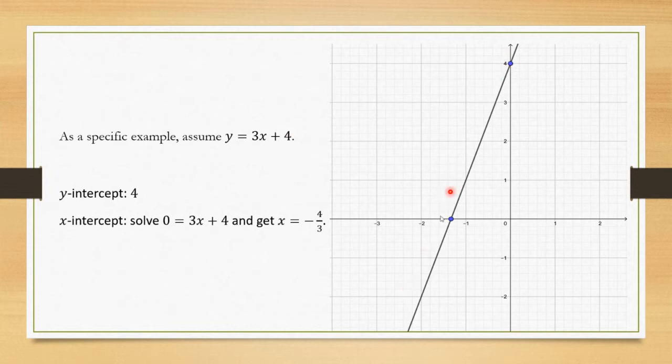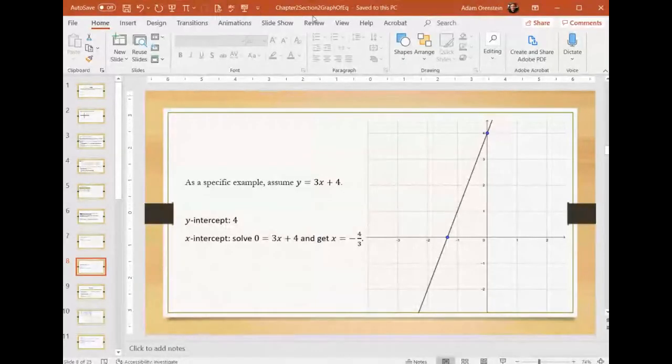Now, notice from the graph, it's crossing the y-axis at 4. Excuse me, at 4. Okay, am I recording? It's crossing the y-axis at 4.